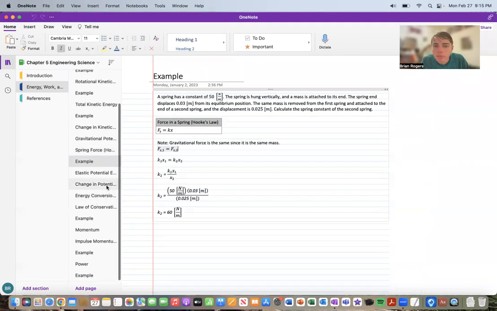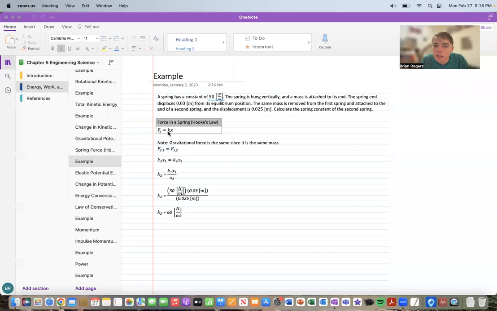So let's look at an example. A spring has a constant of 50 newtons per meter. Right off the bat, this is your K value in your equation, 50 newtons per meter. The spring is hung vertically, and a mass is attached to the end. I'm going to represent that with a box. The spring end displaces 0.03 meters from its equilibrium position.